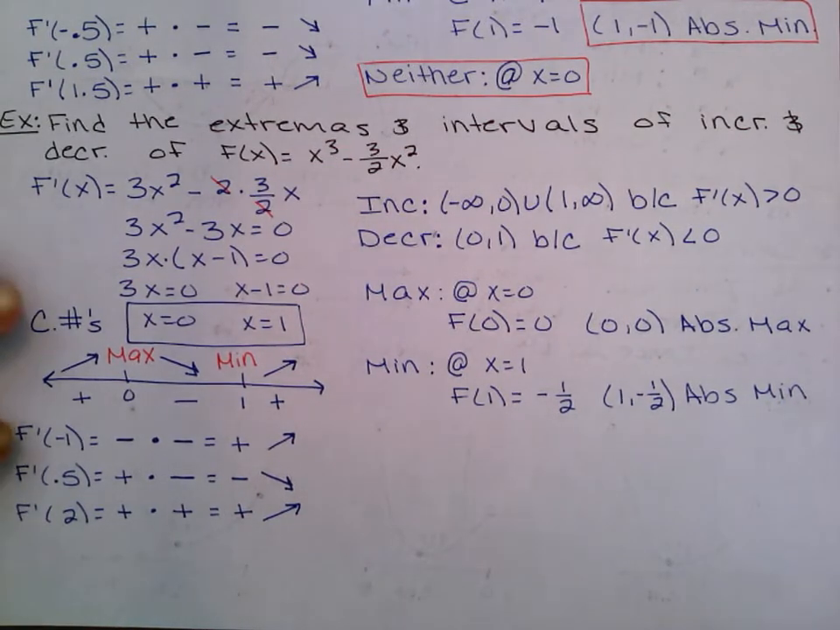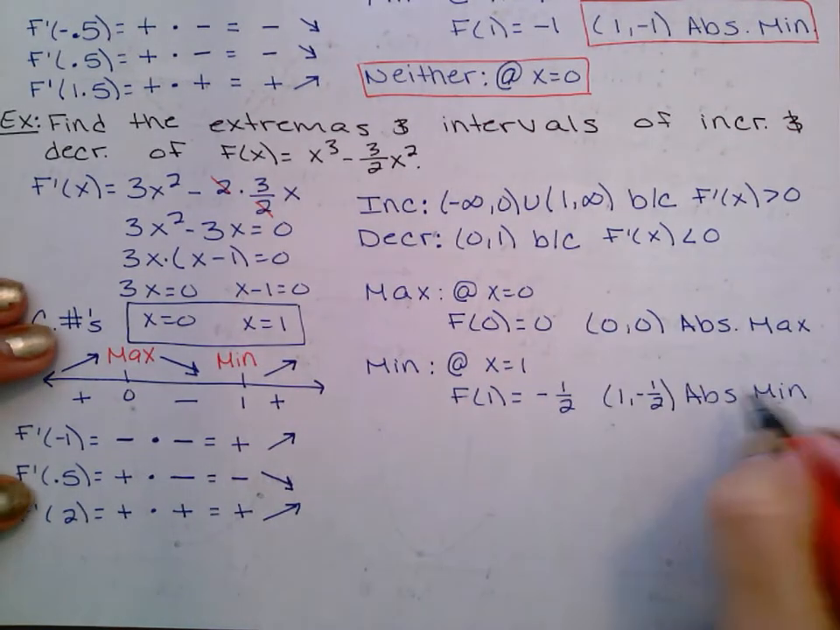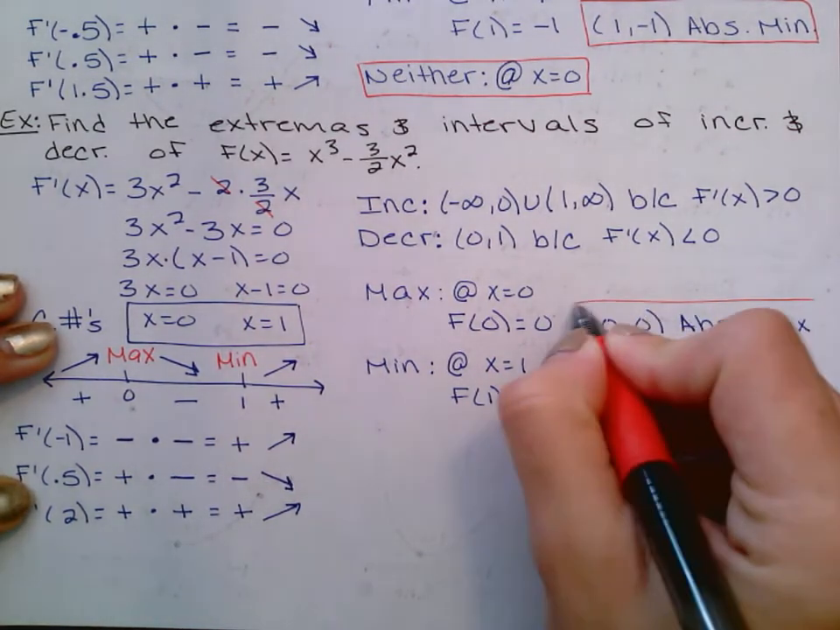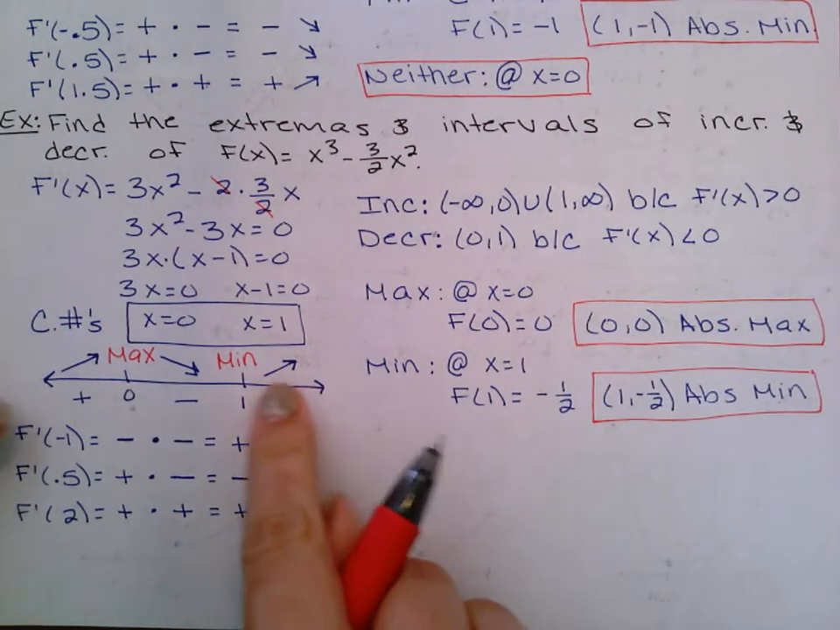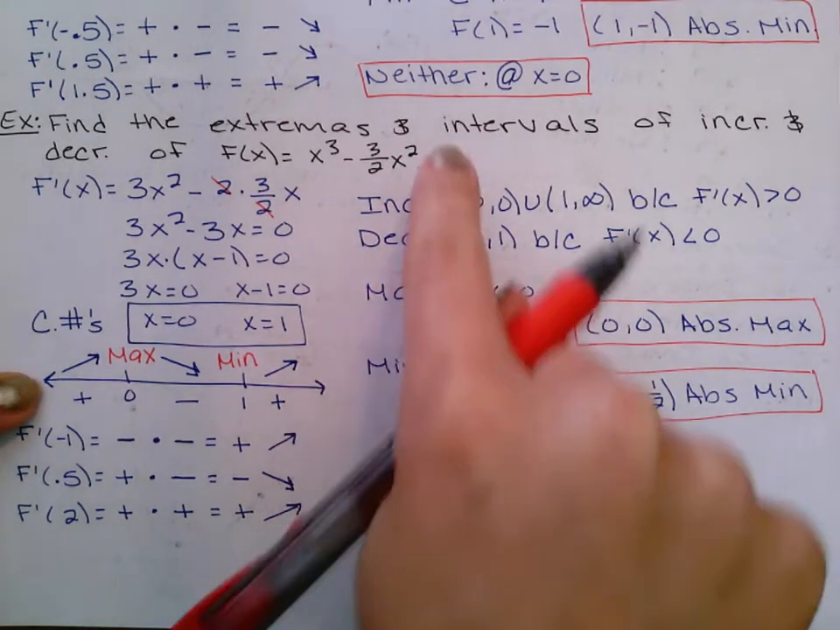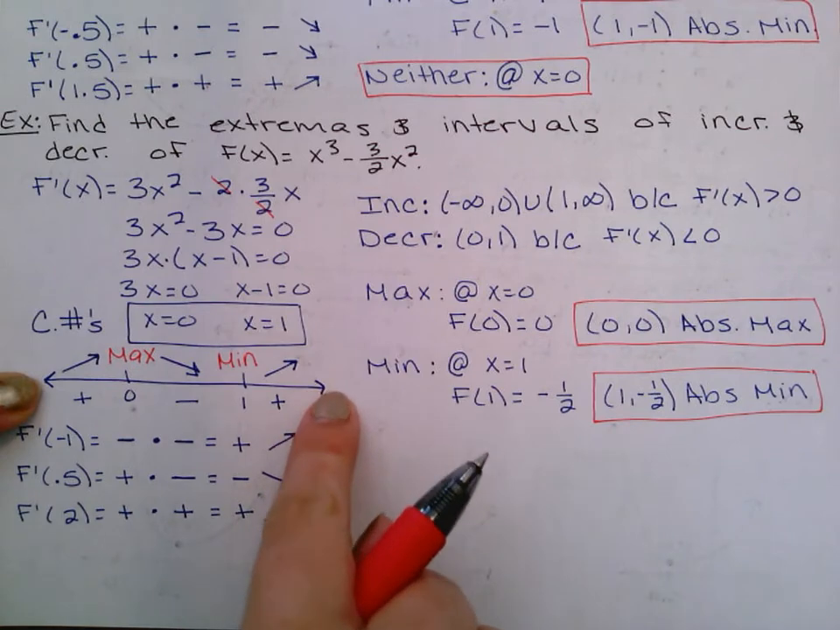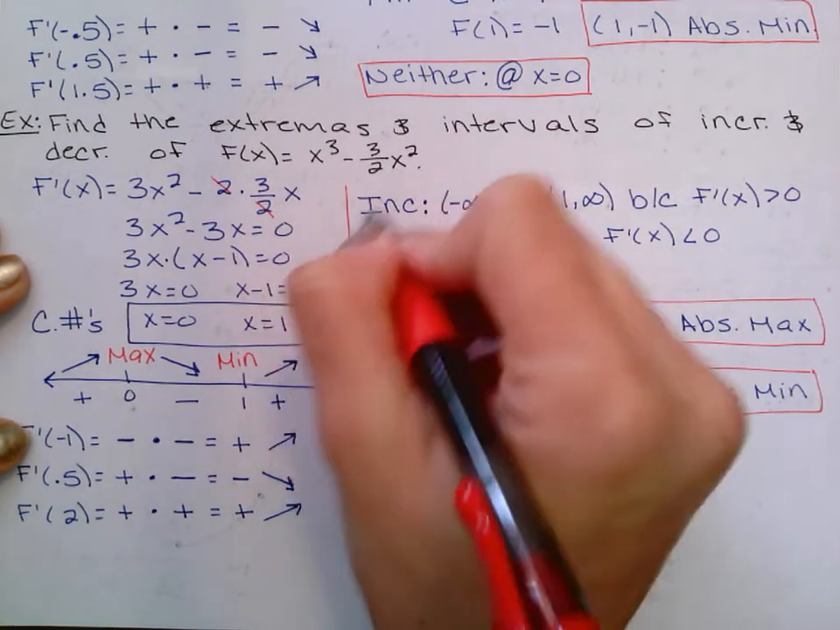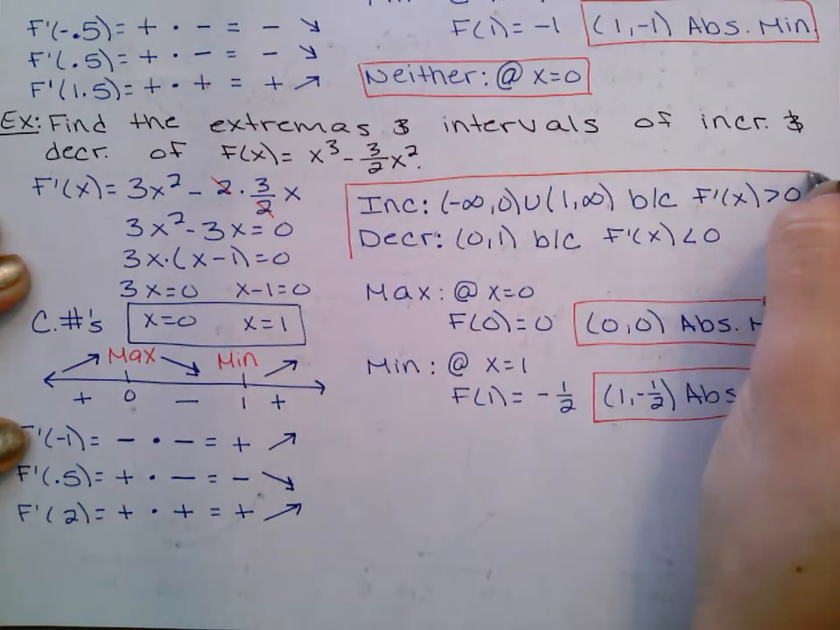Let's box off our answers. They asked me to find extremas. Here's one of them. Here's my min. Here's the other. Here's my max. I didn't have any neithers. And I didn't have endpoints, so I didn't have any extremas on endpoints. And then they asked me to find intervals of increase and decrease. And we took the extra step of explaining why.